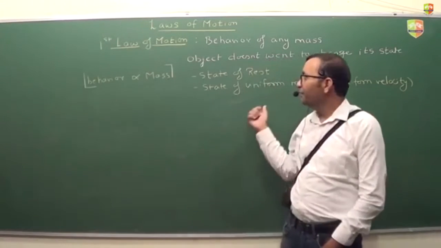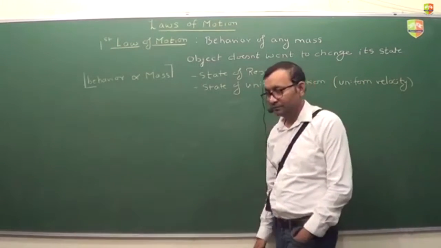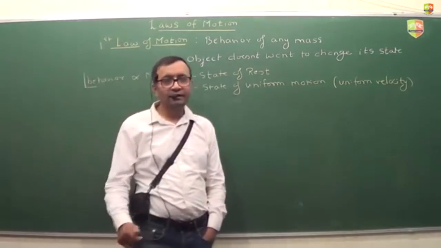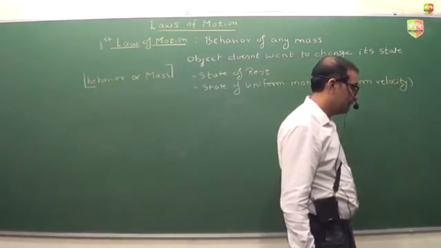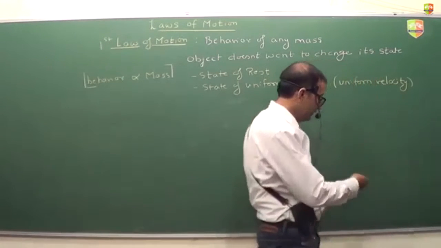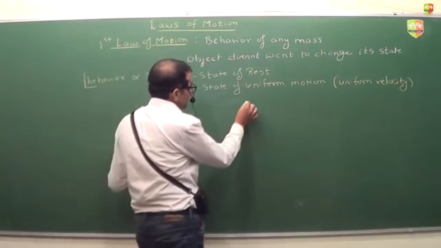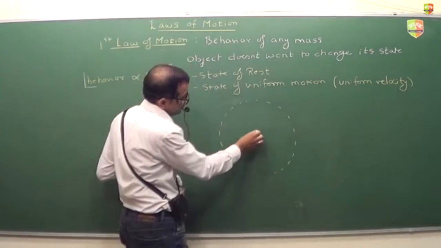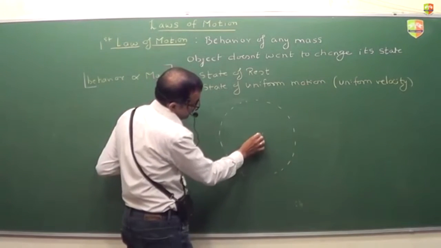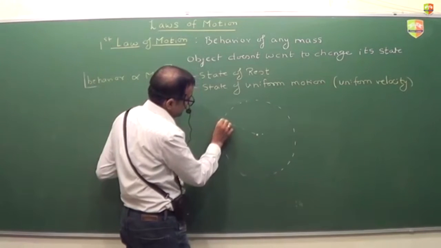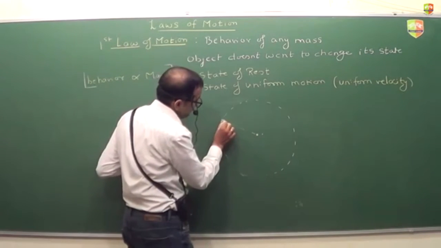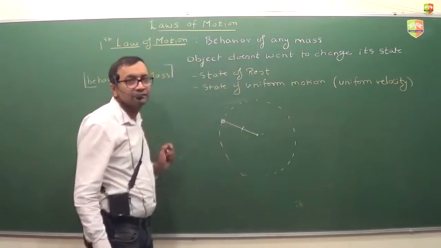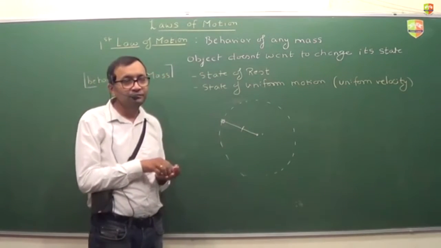And anyway, so when we proceed with this chapter, we will come to know various other examples. Okay, one last one that is coming to my mind is this. Suppose an object is moving in a circle, circular motion. Okay? And there's a string attached to it. This mass is moving in a circle and a string is attached to it. Suppose the string breaks. How the mass will go?